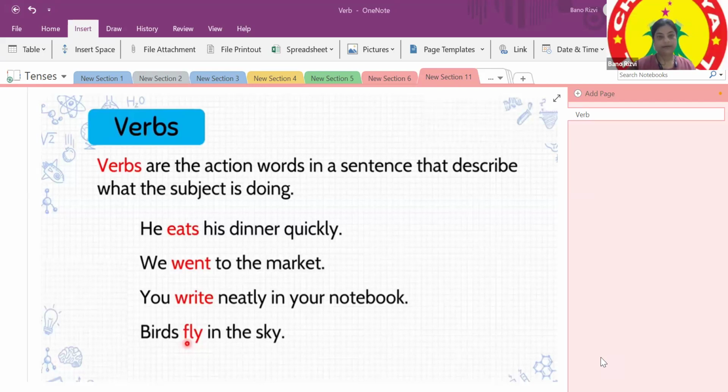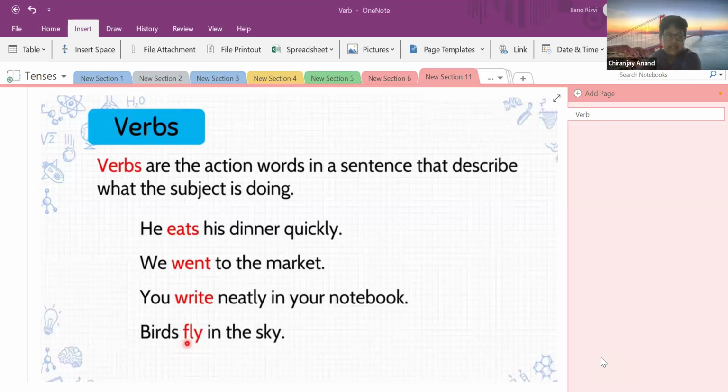Yes, ma'am. Okay. So we are going to do verbs, and verbs are the action words in a sentence that describe what the subject is doing. Before this we had done subject and predicate. Yes, ma'am, I know how to recognize a subject and a predicate. Fine. This is an example here: He eats his dinner quickly.